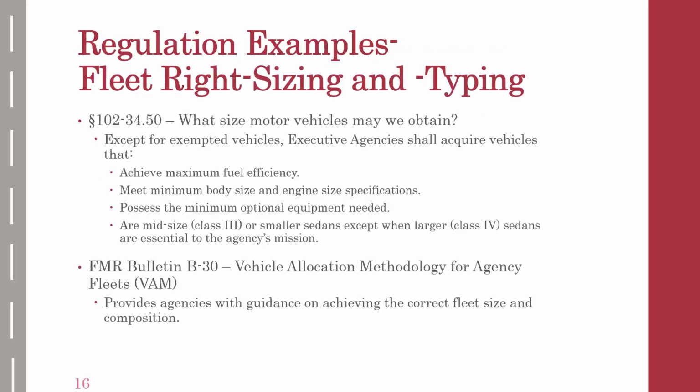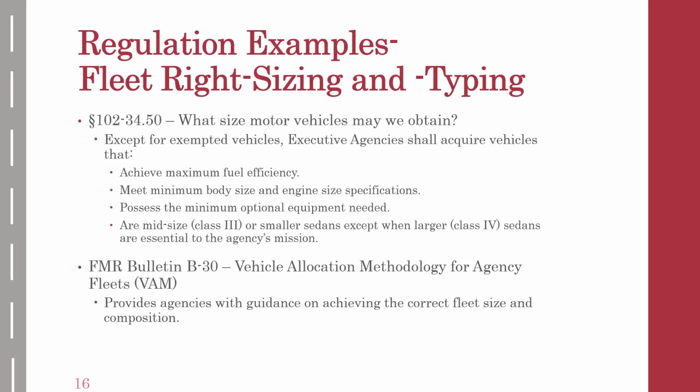Now here's an example of a regulation regarding fleet right sizing and typing. So section 102-34.50 of the U.S. Code basically states or asks the question of what size motor vehicles may we obtain, and prescribes that except for exempted vehicles, executive agencies shall acquire vehicles that achieve the maximum fuel efficiency, meet minimum body size and engine specifications, and possess the minimum optional equipment needed, and are mid-size, which is class 3 or smaller sedans, except when larger class 4 sedans are essential to the agency's mission.